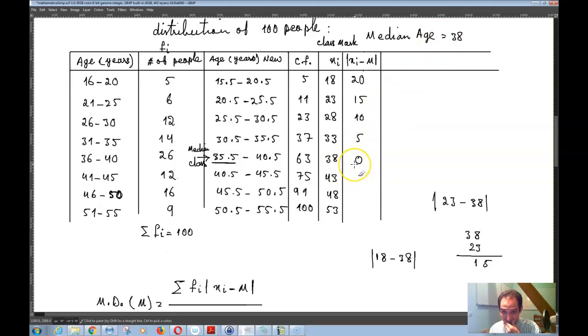And you see, when you get to your median class, the difference becomes 0. Now 43 minus 38 is equal to 5. 48 minus 38 is equal to 10. And 53 minus 38 is equal to 15.